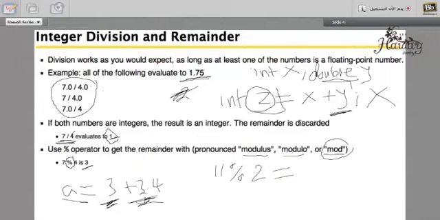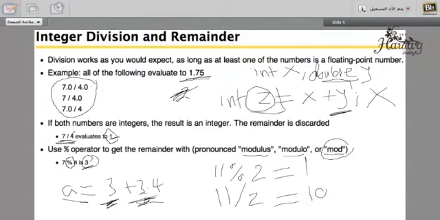So we do not care about the actual division answer. We care here only about the remainder. If I say to you 11 divided by 2, the answer will be 5 in Java. But if I say to you 11 modulus 2, the answer will be 1.